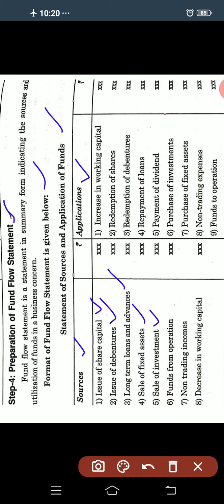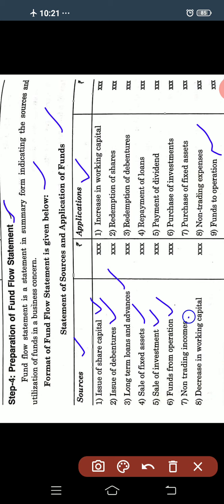Then sale of investment. If the company sells any investment, the company receives money, so it is a source of fund. Next is the fund from operation. This fund from operation will come from the third step, that is the calculation of fund from operation. There are two methods to calculate the fund from operation. If it is fund from operation, it is a source of fund. If it is fund to operation, it is an application of fund.